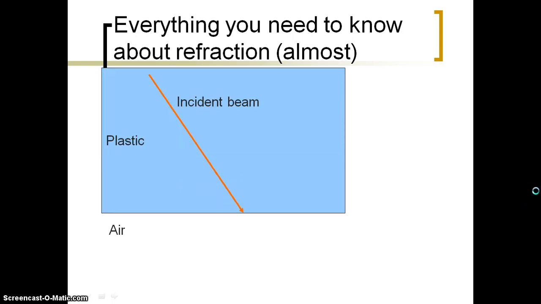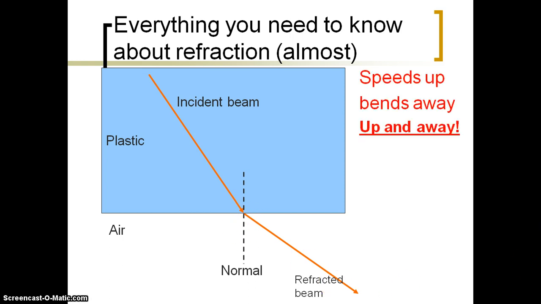When you're going from something like plastic into air, rather than bending towards the normal, the beam is going to bend away from the normal. So here we have our incident beam. It strikes the surface, bends away from the normal. The refracted beam bends away from the normal.